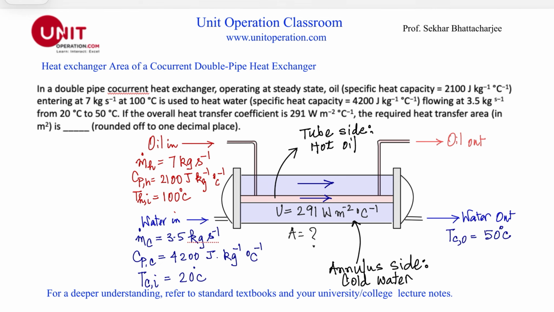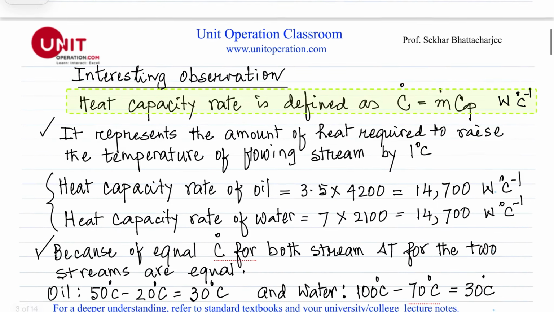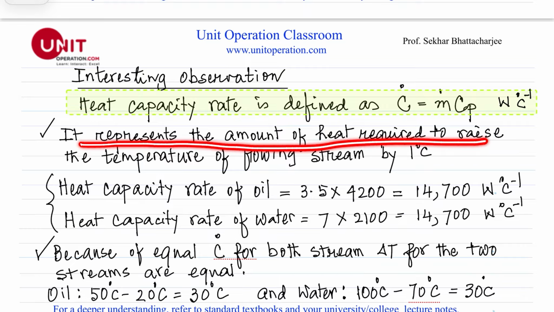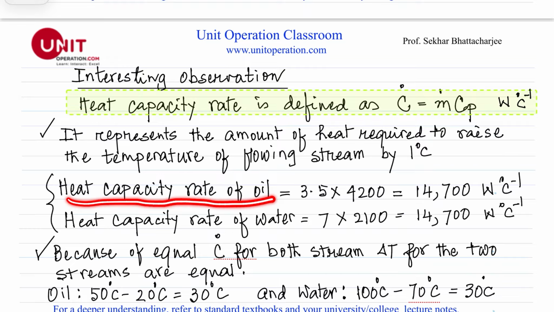One interesting observation: the heat capacity rate is a new term, defined as C dot, let's say m dot Cp, the product of mass flow rate and the specific heat capacity. It represents the amount of heat required to raise the temperature of a flowing stream by 1 degree Celsius. So what is the heat capacity rate of oil? That is the flow rate multiplied by specific heat capacity. And the heat capacity rate of water, in fact, comes out the same. Therefore, the delta T for the two must be the same just from the energy balance.